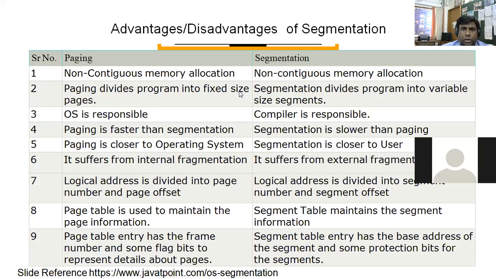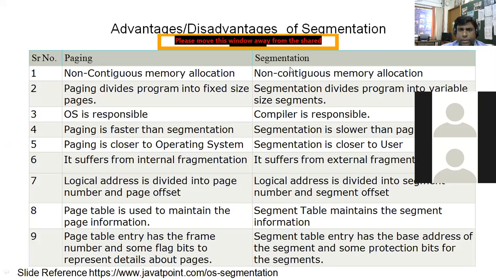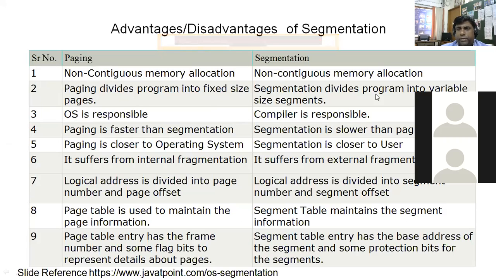And this is the difference between paging and segmentation. What is non-contiguous memory allocation? Non-contiguous memory allocation: paging divides the program into fixed size, segmentation divides the program into variable size. OS is responsible for paging, compiler is responsible for segmentation. Paging is faster than segmentation. Segmentation is slower than paging.